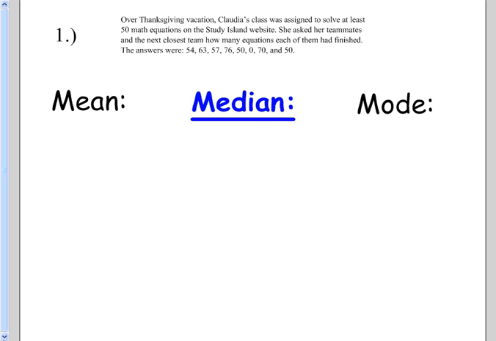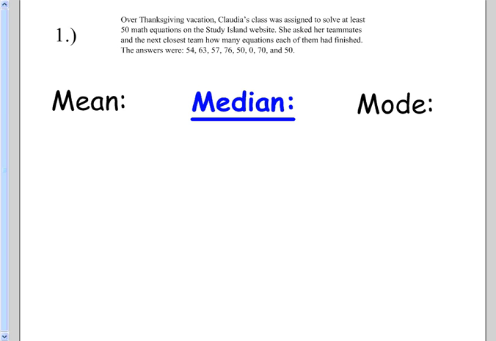This is the homework quiz for week 15. We're on question number 1, and this is the second video for question number 1. Here we're looking at finding the median for the set of data about Claudia and her classmates and how many math equations different people solved using the Study Island website.